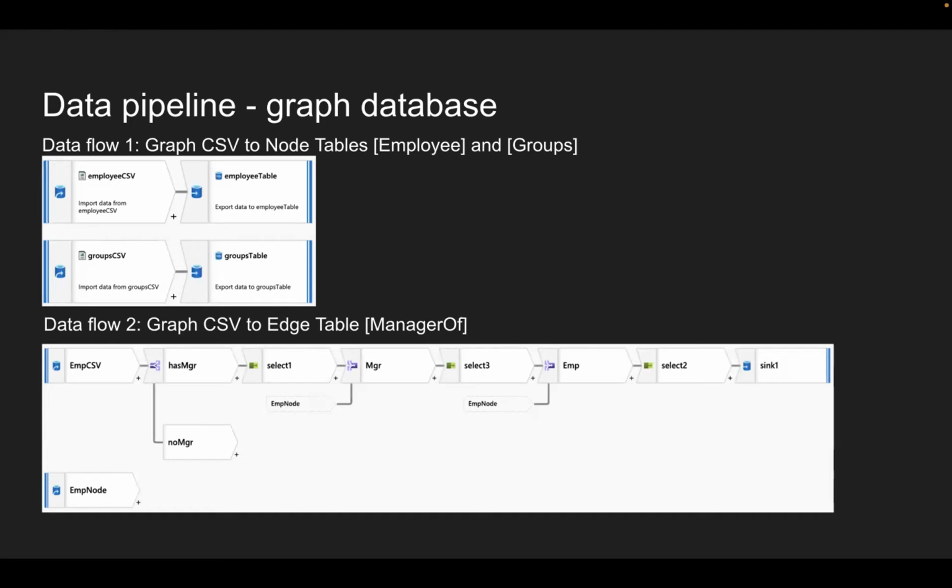And for the second data flow, we try to create the manager of edge. We use some logical judgment such as conditional split, select, inner join, and so on. And for this data flow, there are two data sources. The first one is a CSV file describing the management relationship between employees. And the second data source is the employee node table, where we need to get the corresponding node ID using the inner join function.